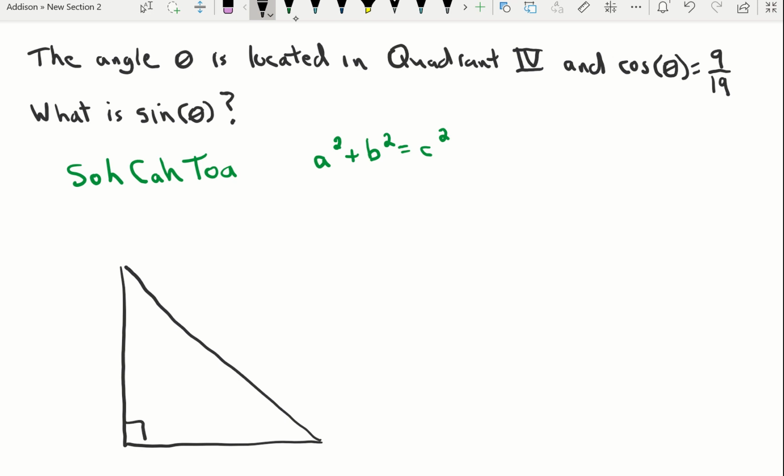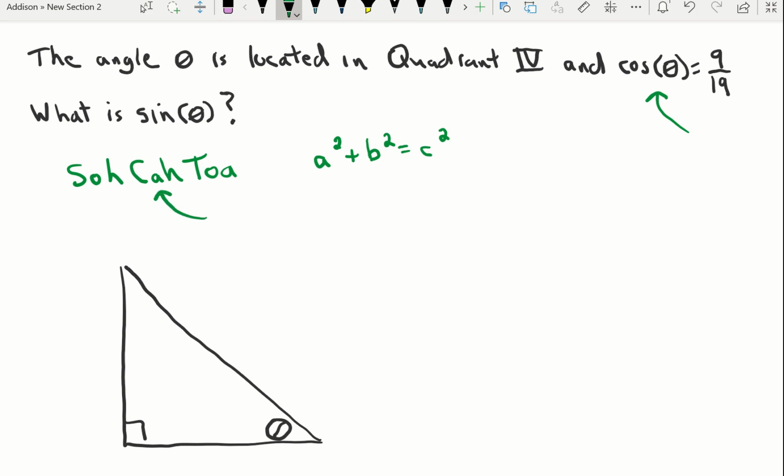There's our right angle, and then we could put theta down here in that corner. It wouldn't matter, you could put it up here too, but I'm going to do it down here in the bottom right. So we're going to start off by labeling this right triangle with the information that we were given. And we were told that cosine of theta equals 9 over 19.